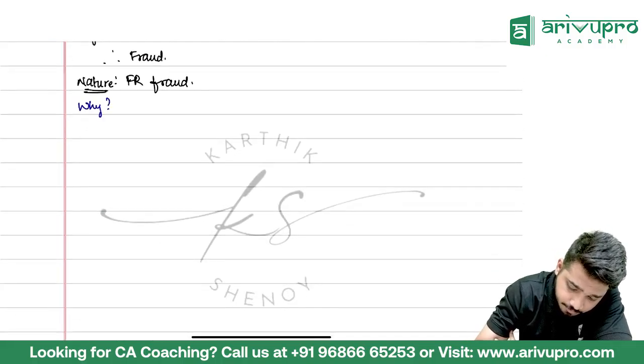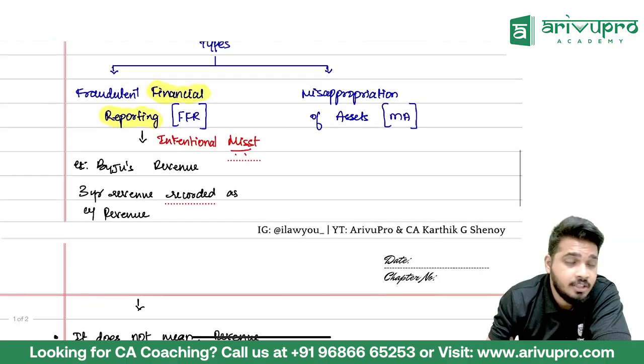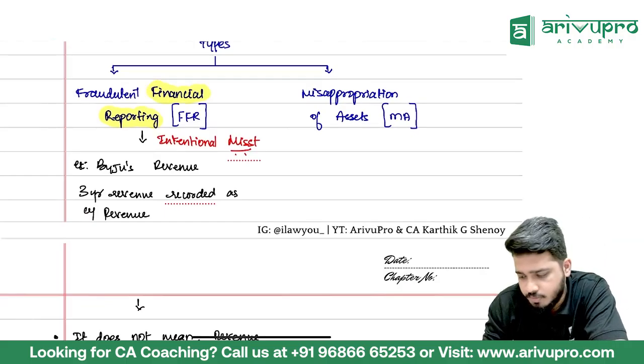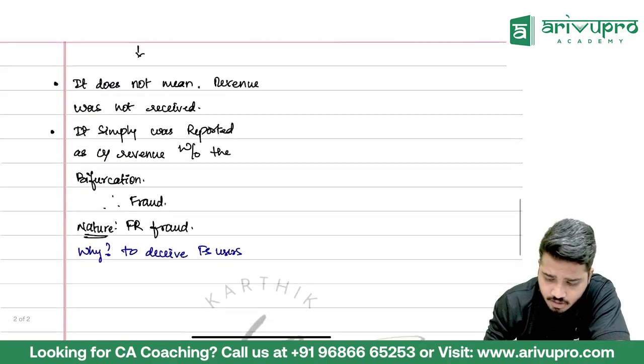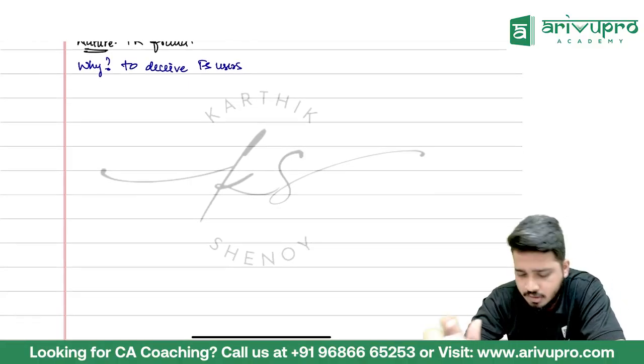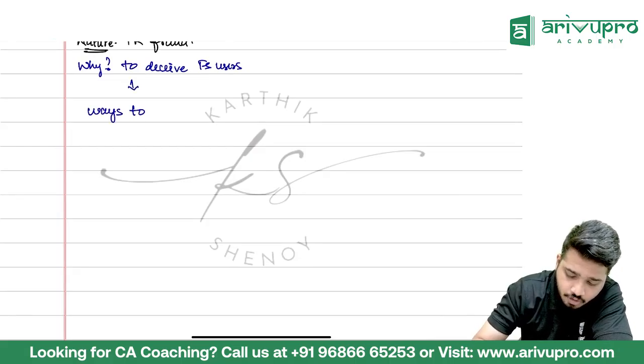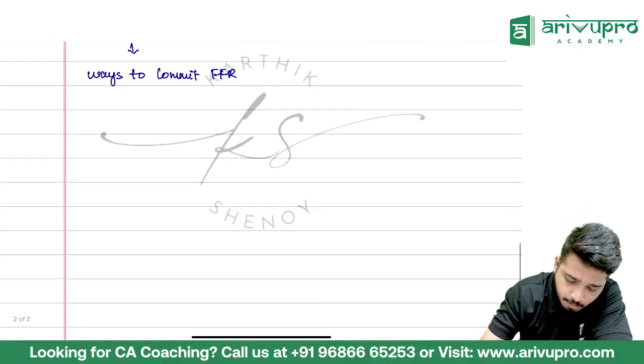Why? To deceive FS users. To deceive what? Financial statement users. Are you getting it? Clear? Now, there are three types. There are three ways rather, ways to commit FFR. Number one.